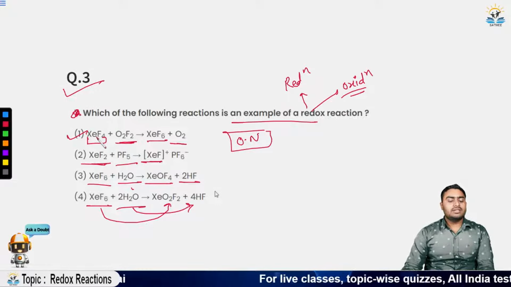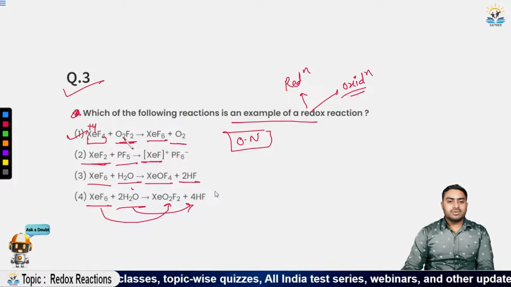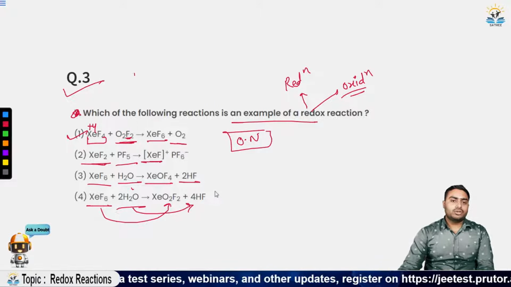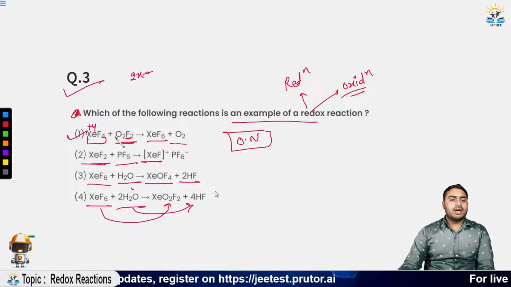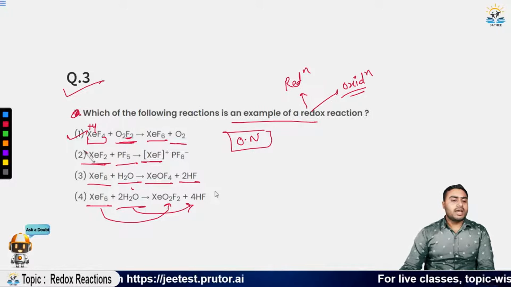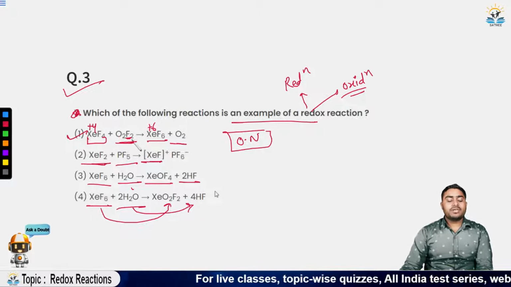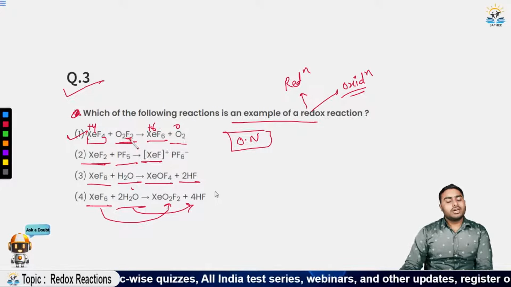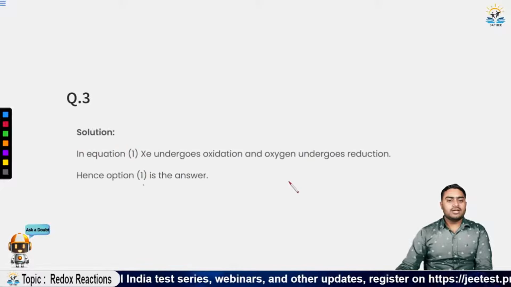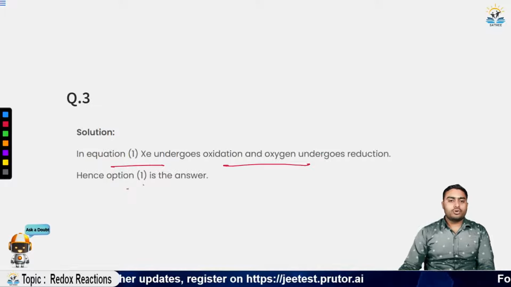So in equation 1, you can see Xe is +4, and oxygen is what here? You can see in O2F2, fluorine is -1. So oxygen will be 2x and then -1. So you can calculate here, Xe goes from +4 to +6, oxidation, right? And oxygen undergoes reduction here. So oxidation and reduction both are occurring here. So definitely in equation 1, xenon undergoes oxidation and oxygen undergoes reduction. So option 1 is the correct answer.